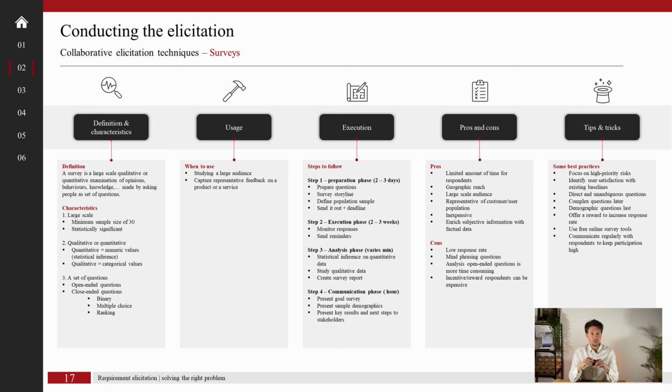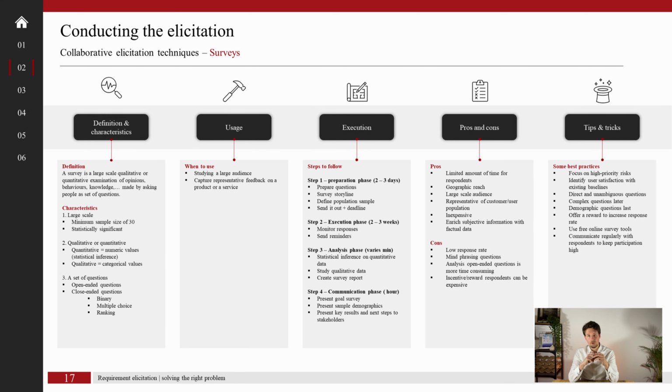The next characteristic is qualitative or quantitative. Quantitative data is about data that have numeric variables like how many, how much, or how often. On the other hand, qualitative data is data about categorical variables. Note that a survey can be both quantitative and qualitative at the same time. It depends on the questions that you ask and how you ask them. For statistical inference, it's preferable to use quantitative data and use qualitative data to make more sense out of the patterns that you find. The third characteristic is linked to a set of questions.